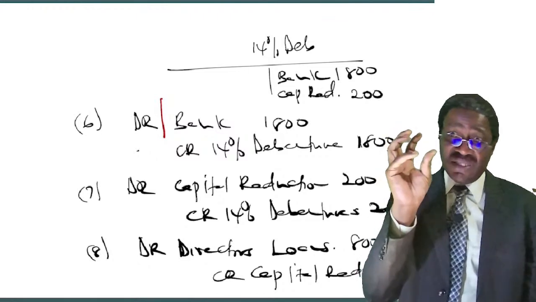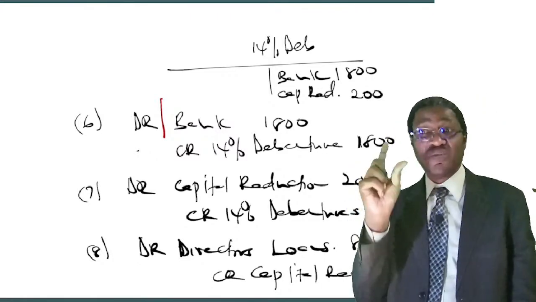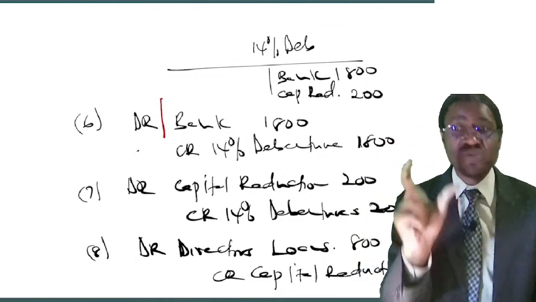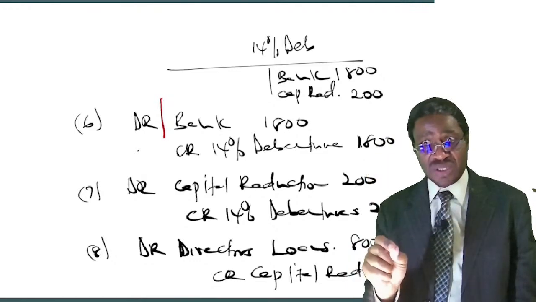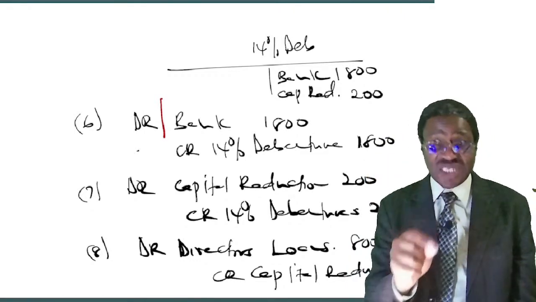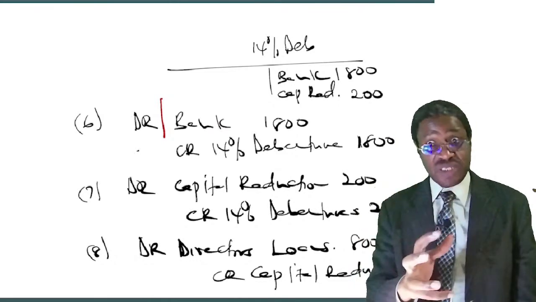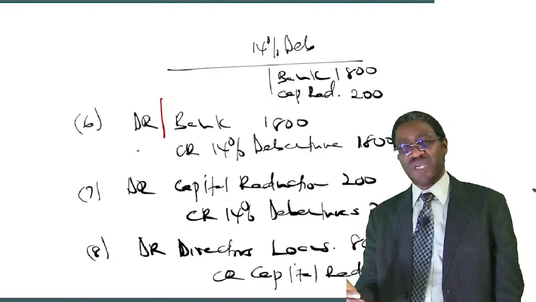We had 2 million shillings worth of debentures, but one debenture was of par value 100. So there were 20,000 debentures. We are issuing them at 90, and that gave us 1.8 million. So we had to debit bank, credit 14% debentures.